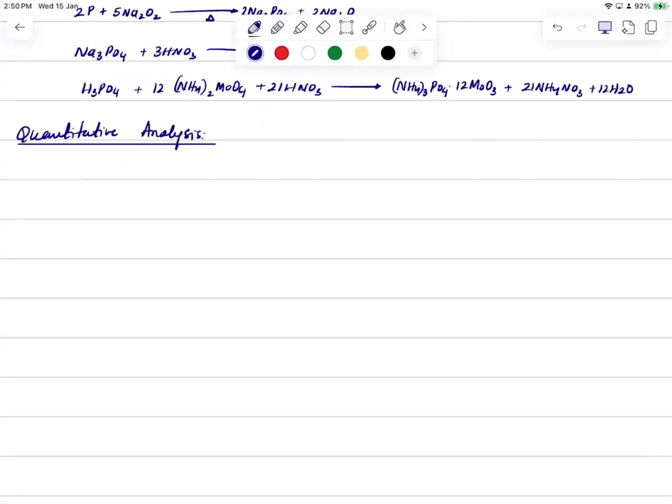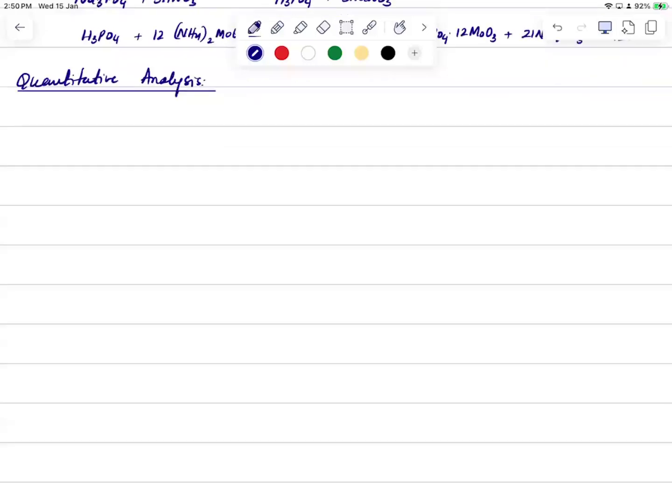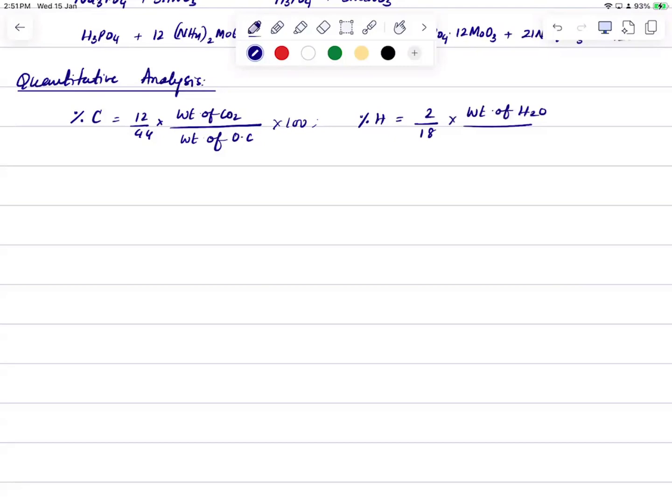If you check out the quantitative analysis here, we are trying to estimate the percentage of carbon, hydrogen, nitrogen, and so on. For combustion, using combustion only, percentage carbon is 12 by 44 into weight of carbon dioxide which you got, divided by weight of organic compound, into 100, while percentage hydrogen will be 2 by 18 into weight of H2O divided by weight of organic compound into 100. This is percentage hydrogen. Clear?